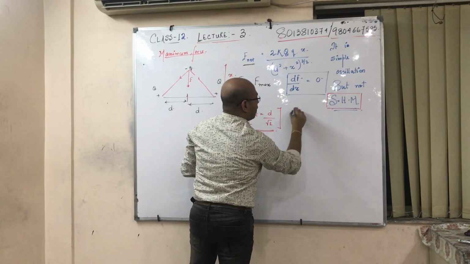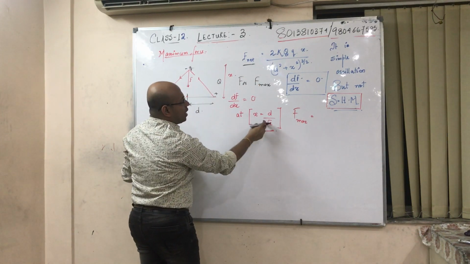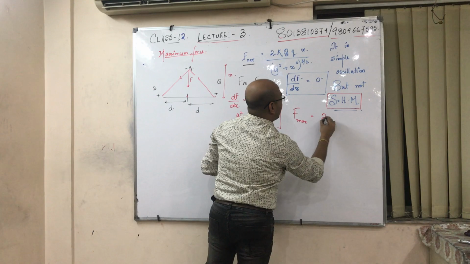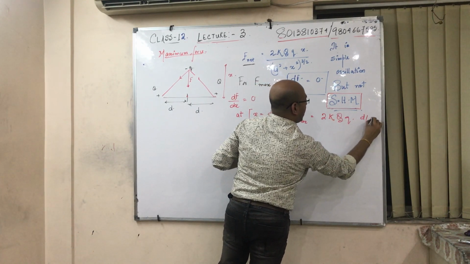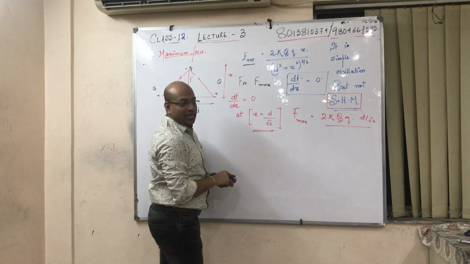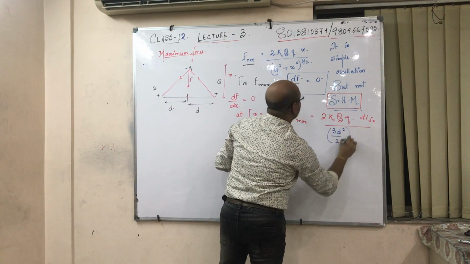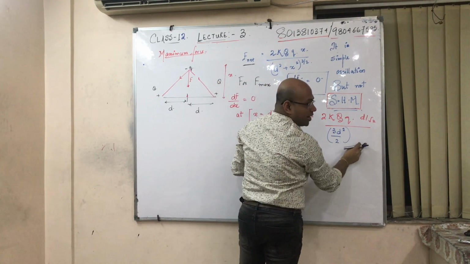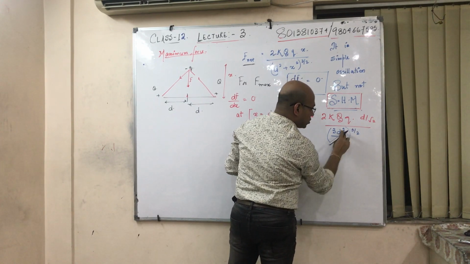And if I need to find the F maximum, what do you do? You put the value of x over there, you get 2kQq d by root 2. See the style I am doing. It is d square by 2, d square by 2 means 3d square by 2, to the power 3 by 2. Check it out.